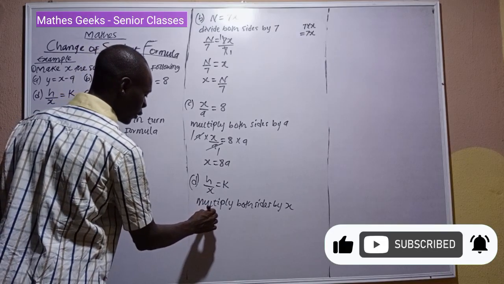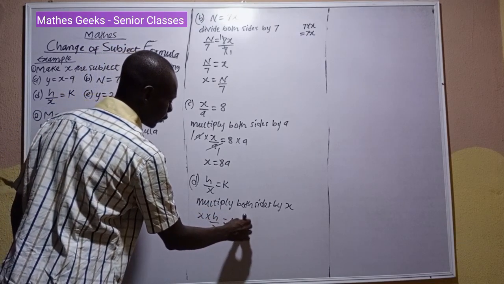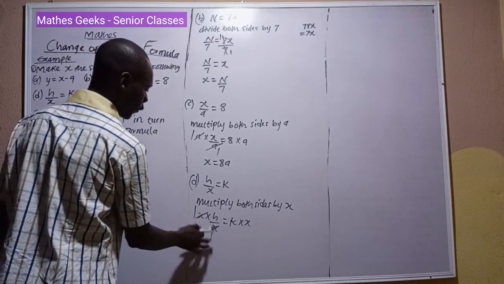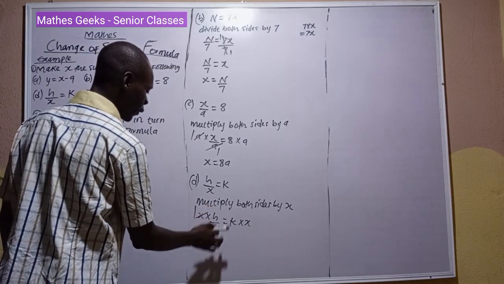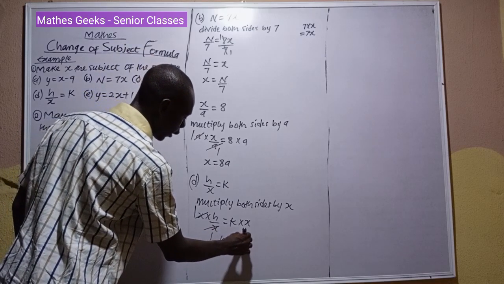This will be x times h over x equals k times x. So the x here will cancel each other. 1 divided by 1 times h is h. So h is equal to kx.